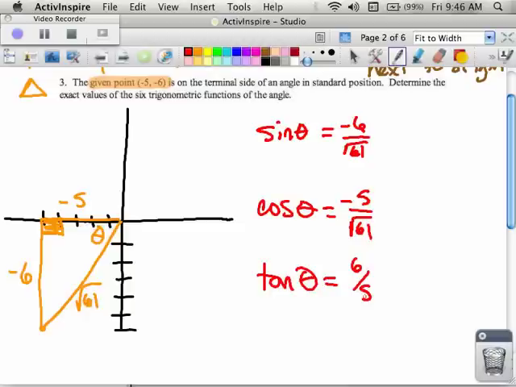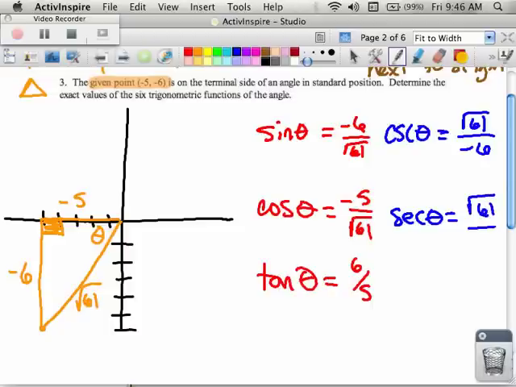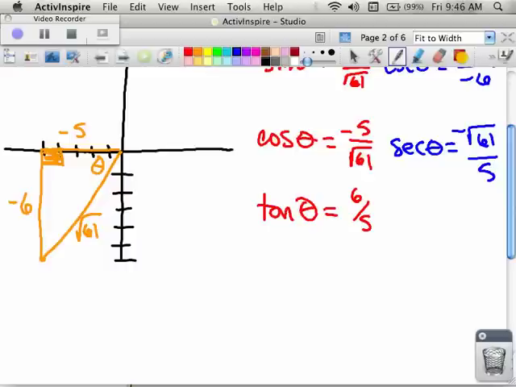And then if I want the cofunctions, I can do the cofunctions by just flipping. So the cosecant, which is the flip of the sine, would be equal to radical 61 over -6. Remember with fractions, you can have the negative on the top, you can have the negative on the bottom, or you can pull it out in front. I don't really care. The secant, which is the reciprocal of the cosine, will be radical 61 over 5. And just for fun, I'm going to put the negative on the top this time. Because again, it does not matter where you put the negative. When a fraction's negative, it can go on top, bottom, or it can go in front.